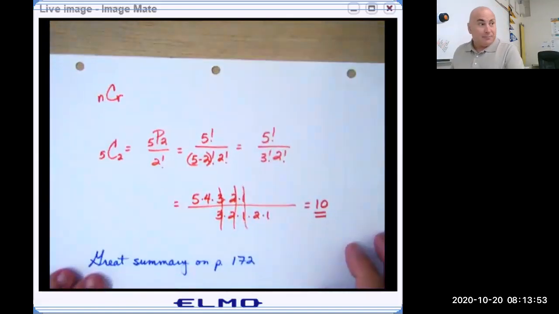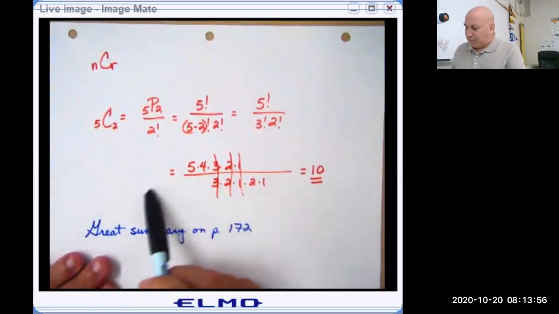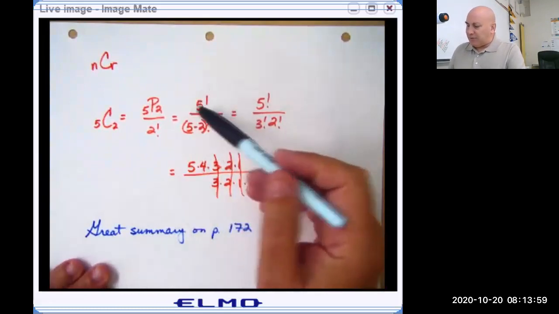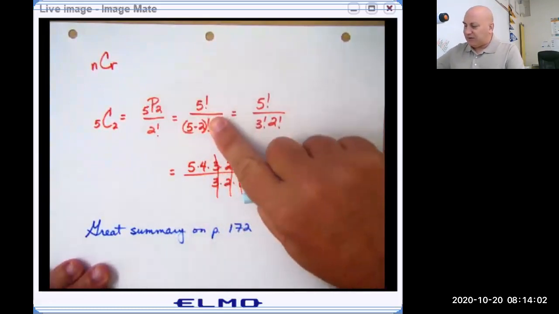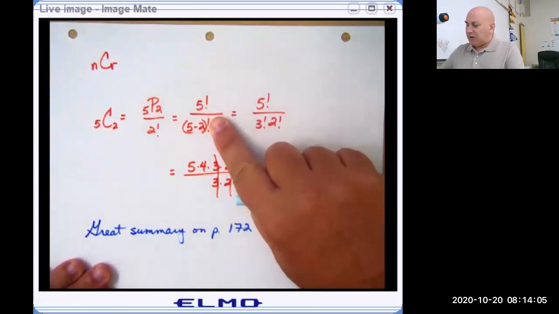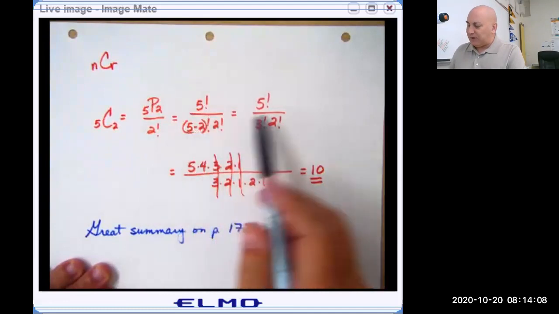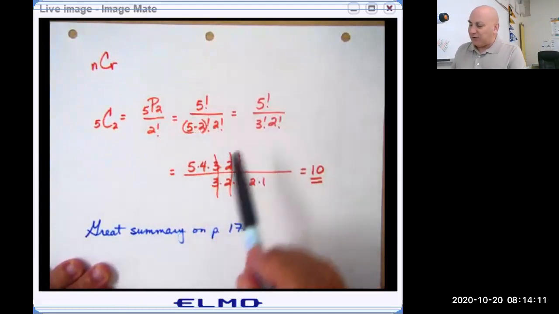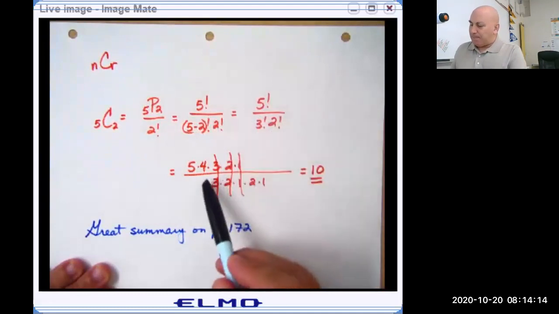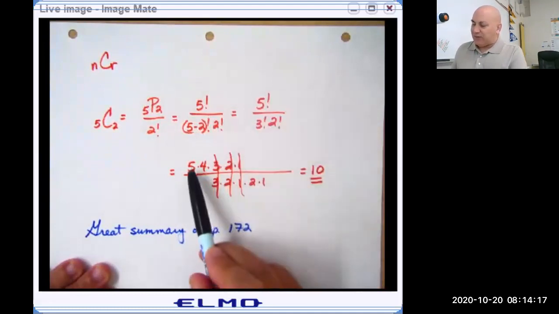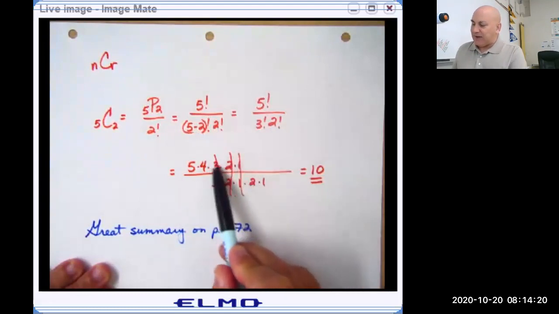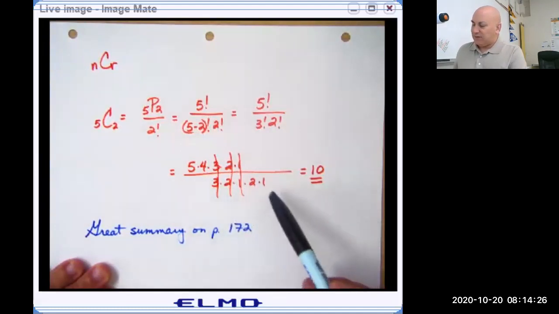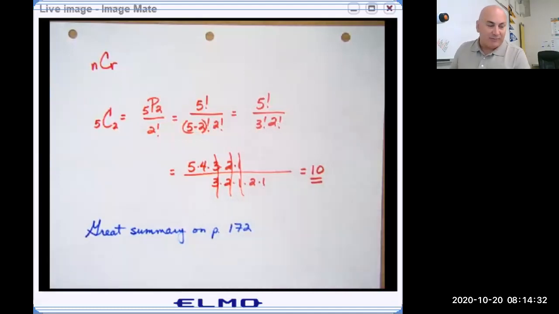So if we go back to that 5 objects taken 2 at a time, my number of permutations is this. So I throw in the 2 factorial. Well, 5 minus 2 is 3, so I have 5 factorial over 3 factorial, 2 factorial. You can think of 5 factorial as 5 times 4, times 3 factorial, and this down here is 3 factorial, so those cancel. Then don't forget your 2 factorial. There are 10, just like we counted.